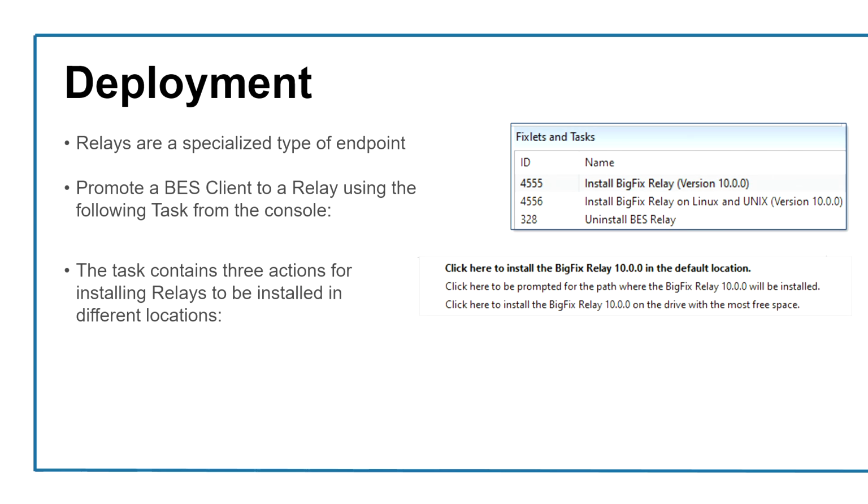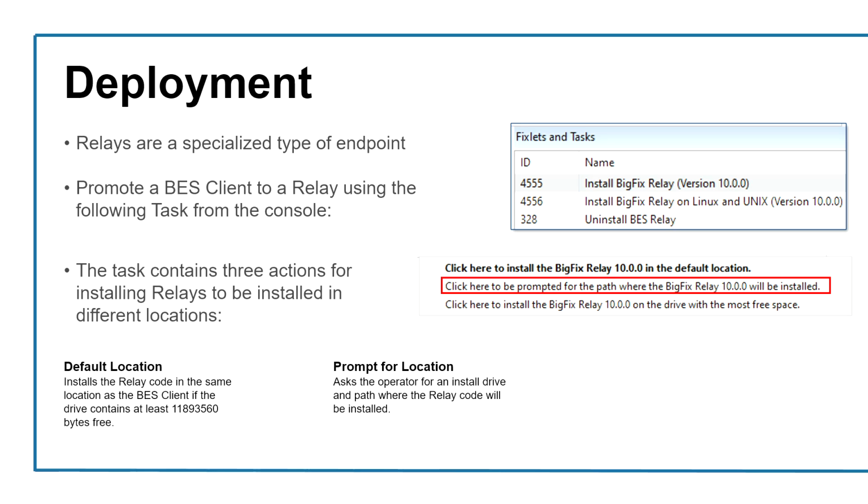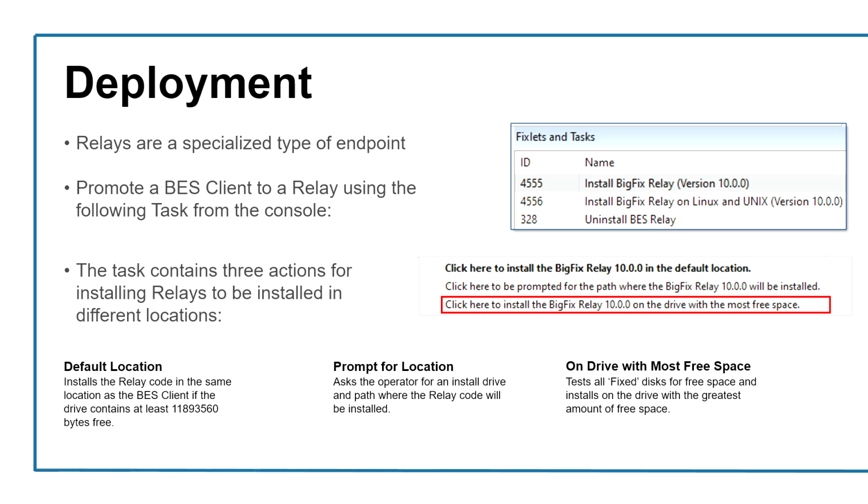Relays are powerful components of the platform, but they're also easy to set up. A relay is nothing more than a specialized BigFix client, which means that every relay has to be a normal client first. Once that endpoint is being managed, you can promote it to a relay by deploying a task from the console. The task contains 3 versions of the action that allow you to install the relay in the default location, specify the path where the relay code will be installed, or let the client pick the location based on which drive has the most storage available.